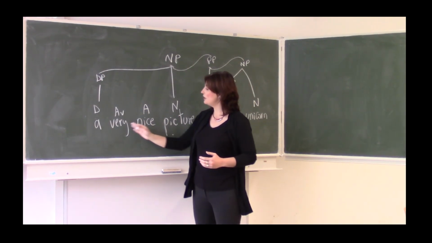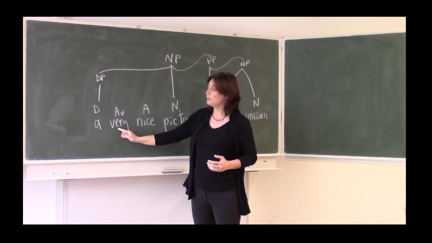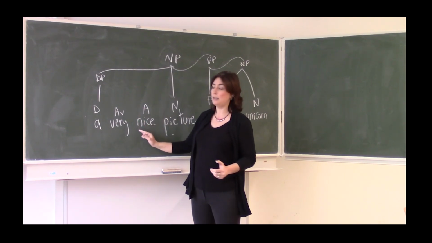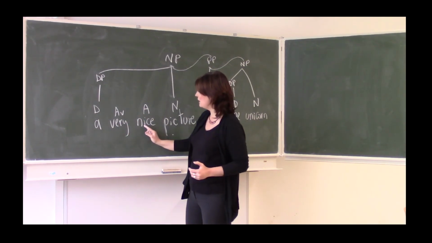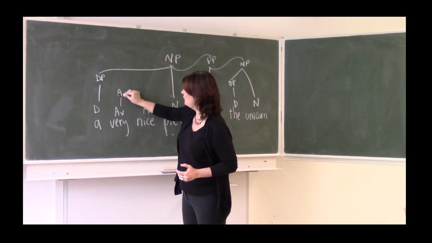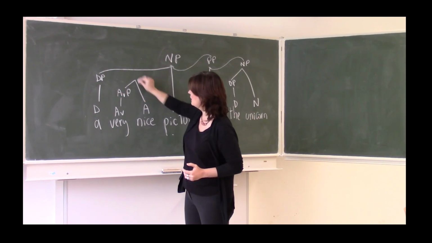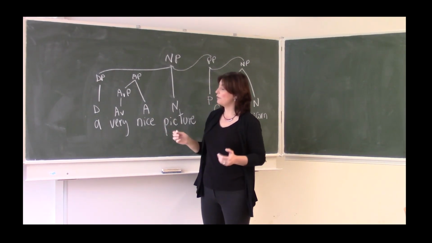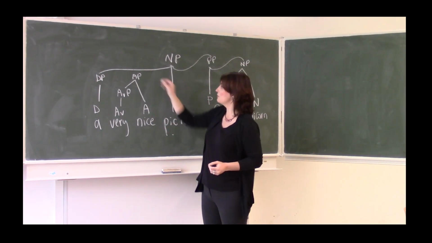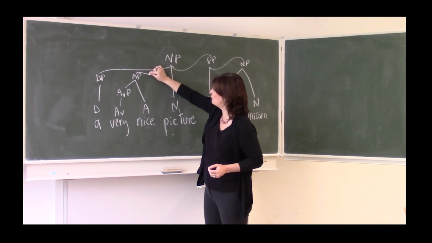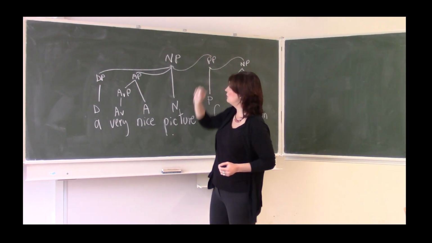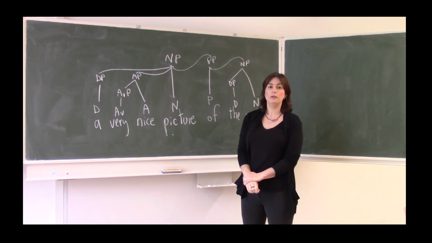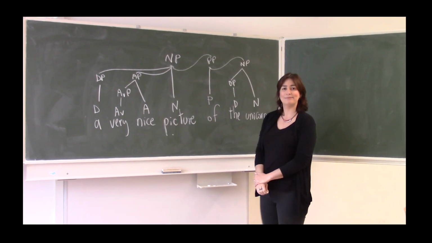Now, what do we do with very nice? Very, obviously, is saying that the picture is not only nice, it's actually very nice. So very is modifying nice. So the adverb phrase is inside of the adjective phrase. And adjective phrases are very good modifiers of noun phrases. So I only need to connect it. And remember, from the top of one to the bottom of the other. And here you have it, a very nice picture of the unicorn, or at least its tree.